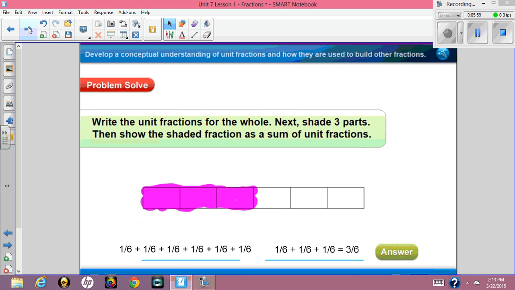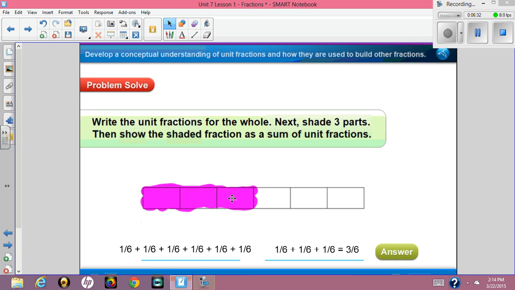Now here we're going to problem solve. Write the unit fractions for the whole. Next, shade 3 parts. Then show the shaded fraction as a sum of the unit fractions. So just for time's sake, I have demonstrated, first of all, it says write the unit fraction for the whole. Well, this whole piece is 1/6 plus 1/6 plus 1/6 plus 1/6 plus 1/6 plus 1/6.